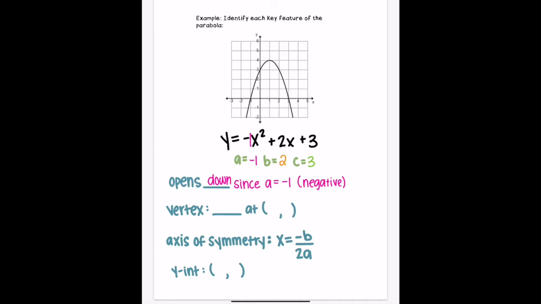That's because a is negative. Our vertex then is going to be what? Is it going to be a maximum or a minimum? Since it opens downward, it's going to be a maximum. And we can find that point on the graph. That is at the point 1, 4.